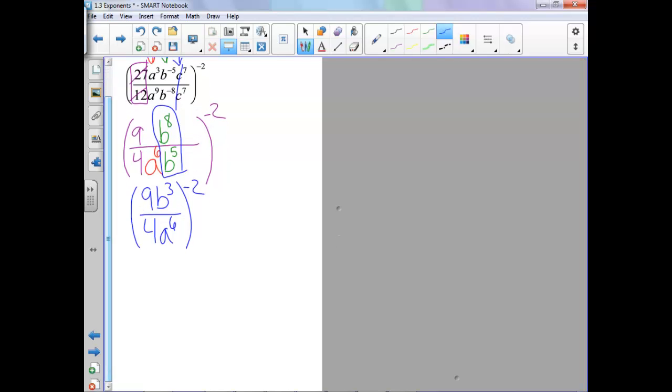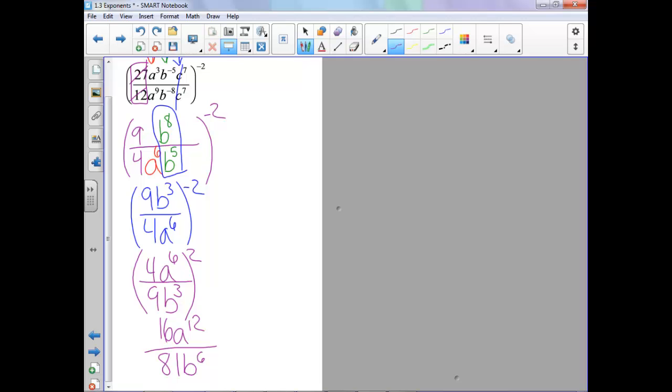Alright, so once again, this negative means we're going to flip our fraction. So we'll have 4a to the 6th over 9b cubed. Now it's just to the positive 2 because we took care of our negative. And now everything just gets squared. So I'll have 16a to the 12th over 81b to the 6th.